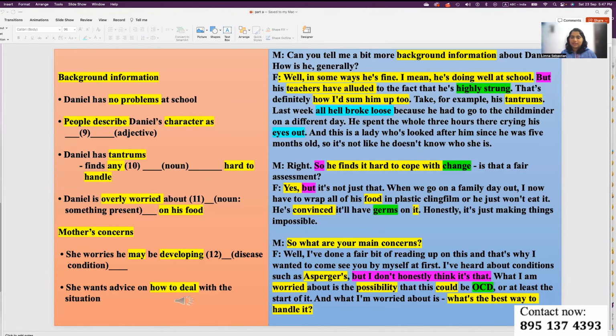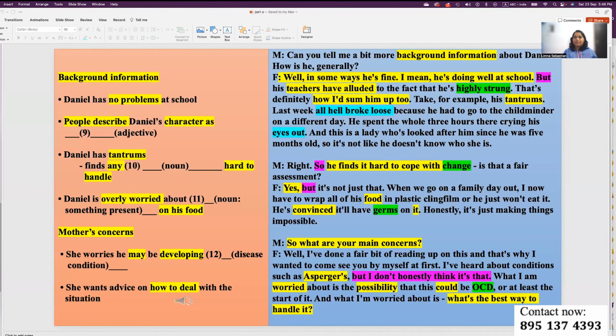So that is also important. Then he's asking, is that a fair assessment? And the mother is telling, yes, she's agreeing with that. And but it's not just that. Here the contrast word she used, she's not disagreeing with that one. She wants to explain more about him. She's telling, not only that's the problem, there are a lot of problems with him. Okay. So again our question, Daniel is overly worried about, we predict something present on his food. Okay, we will check the script.